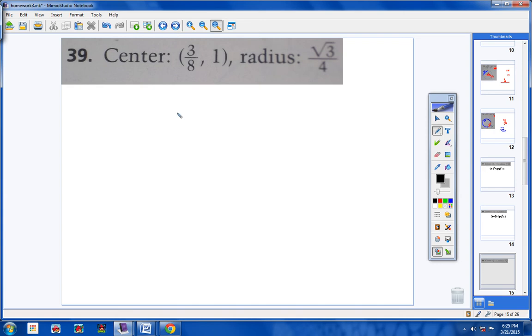Your center is 3/8, so change the sign of that, x minus 3/8, quantity squared, plus, change the sign of the 1, y minus 1, quantity squared, equals the square root of 3 over 4, the whole thing squared. Always take your radius and square it. I have no problem with that answer there. If you want to square this, it's really not too hard to do. If you square a square root of 3, you just get 3, and if you square the denominator, 4 times 4 is 16, so this is fine also, however you want to do it. Okay, moving on to number 40.